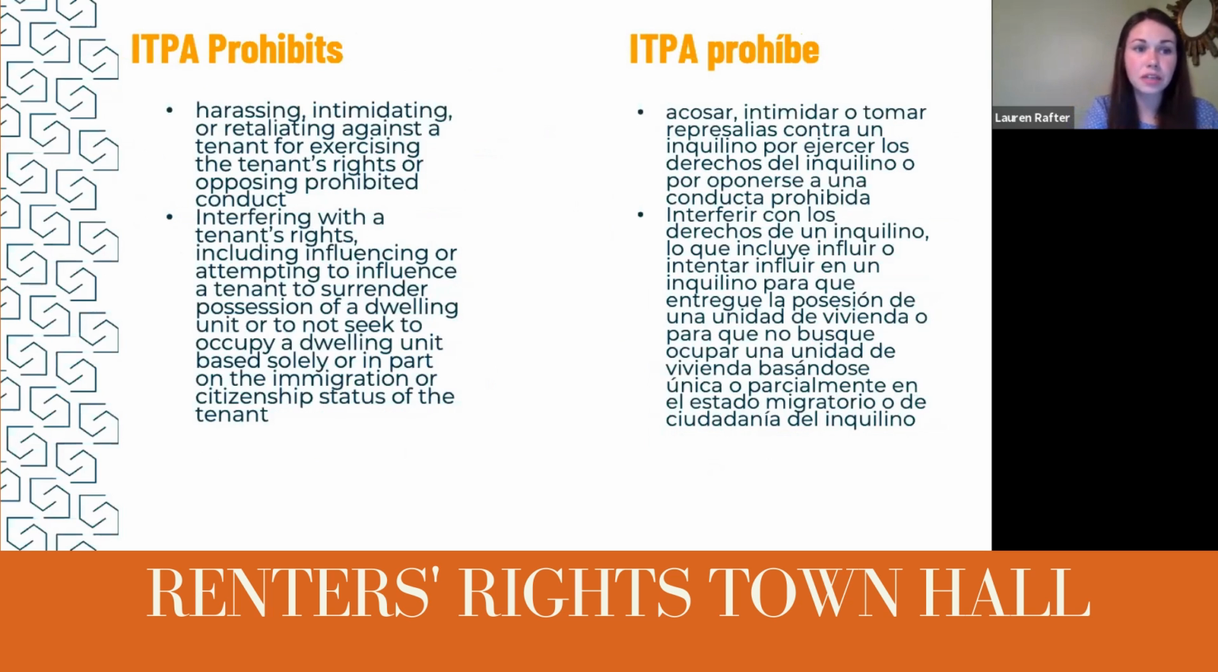A landlord is prohibited from harassing, intimidating you, or retaliating against you for exercising your rights because of your immigration status or your citizenship status. A landlord is prohibited from interfering with a tenant's rights, including influencing or attempting to influence a tenant to leave the property that they have a right to be at, or to not apply or live at a certain property because of their citizenship status or immigration status.